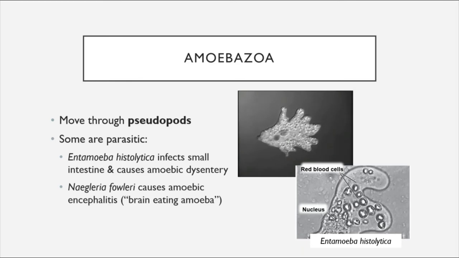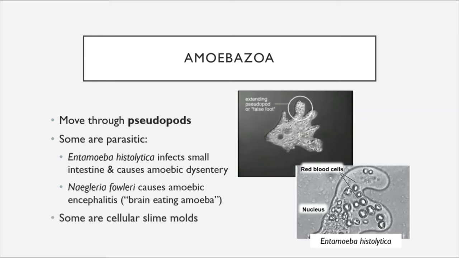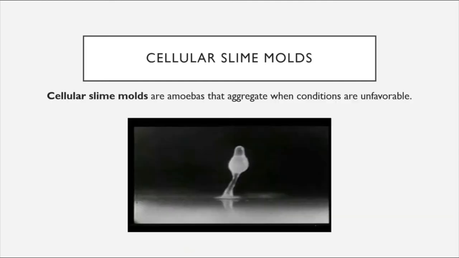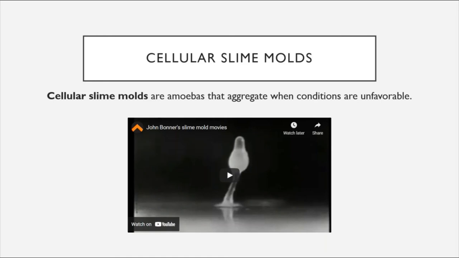Now, by no means are all members of the group Amoebozoa parasites. Many of them are what we call cellular slime molds. And cellular slime molds are a very fascinating group of organisms because these are organisms that have a transitional stage where they move between being single-celled and multicellular. They are amoebas that aggregate together when conditions are unfavorable, in order to salvage some cells in the population while sacrificing others. So I'm going to play this short video for you here so you can get an idea of how these cellular slime molds perform this process.